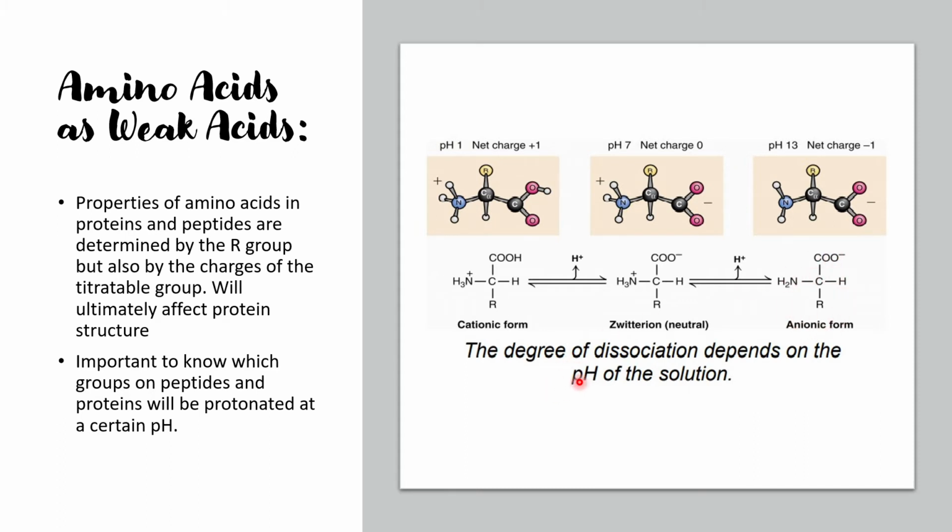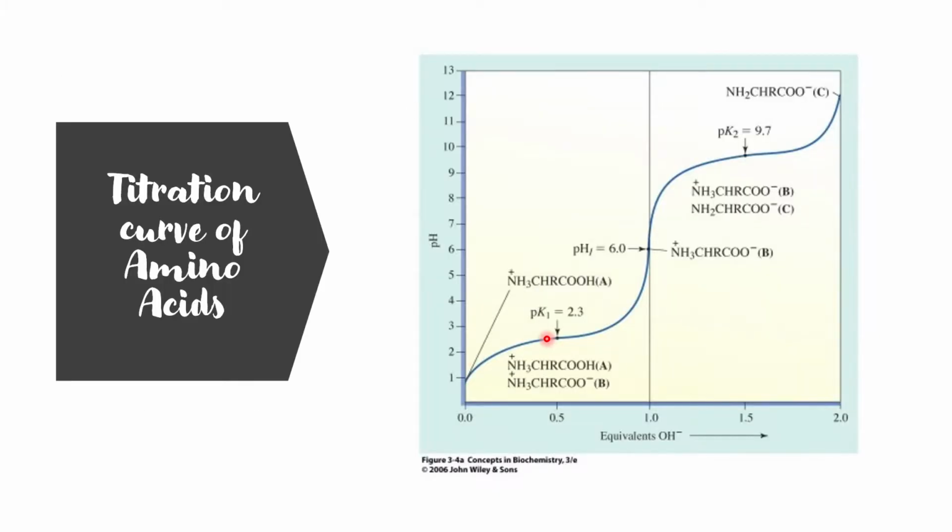So the degree of dissociation of the proton actually depends on the pH of the solution. So now if we look at the titration curve of a general amino acid, which has two titratable protons, I am not considering here the aspartic acid or the lysine, which has an R group having an additional NH3 or carboxyl group.